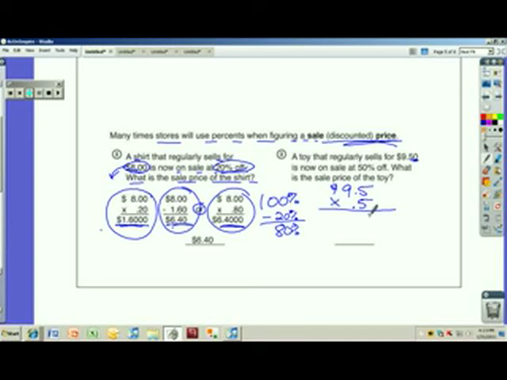5 times 5 is? 25. Carry the 2. 9 times 5? 45. Plus 2? 47. How many spots do I move the decimal over? 2. Does it make sense that if it's half off, 50% off, you would pay $4.75 for this item that originally cost $9.50? Yes. Yeah, that's a good answer.